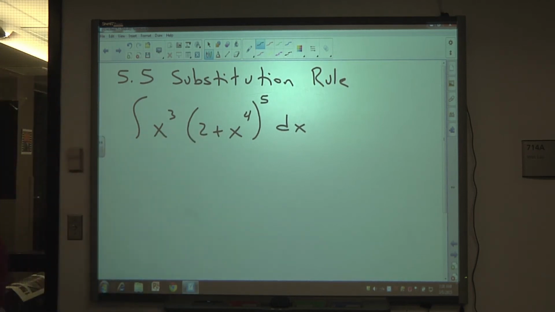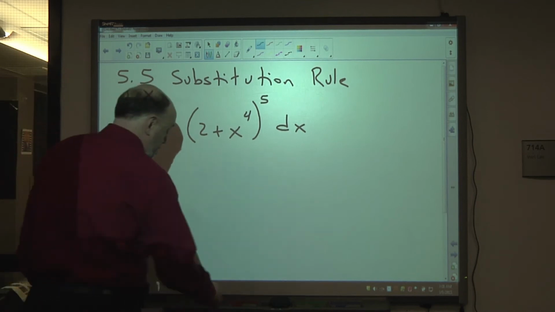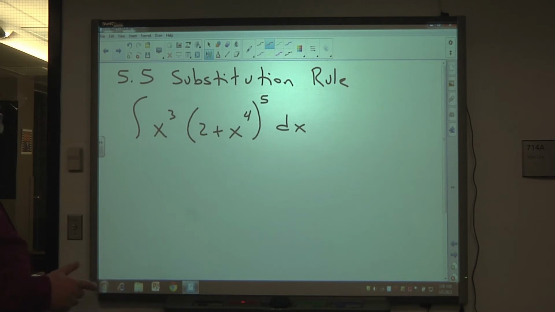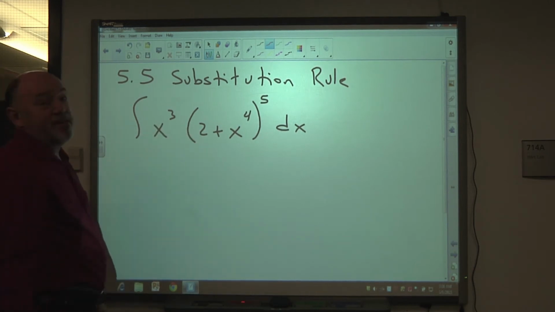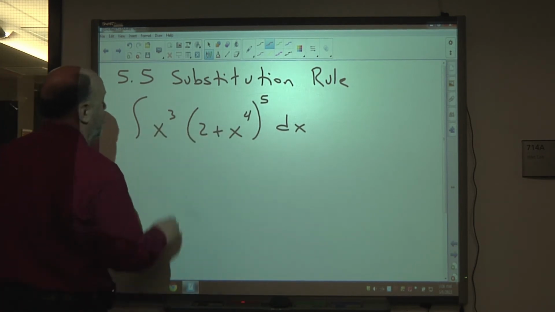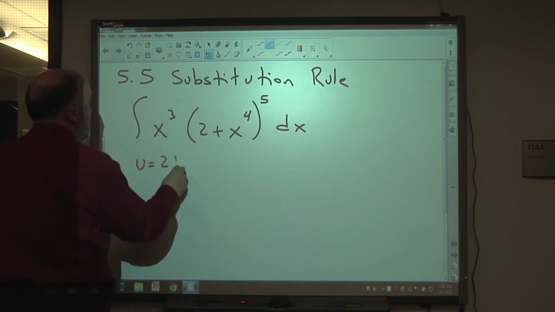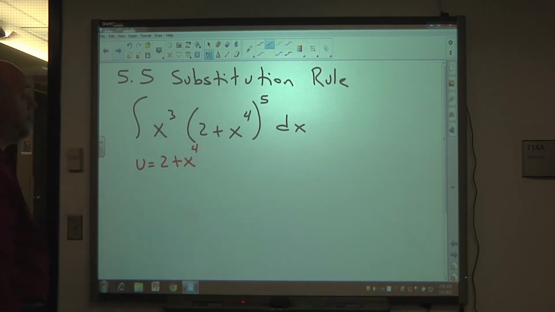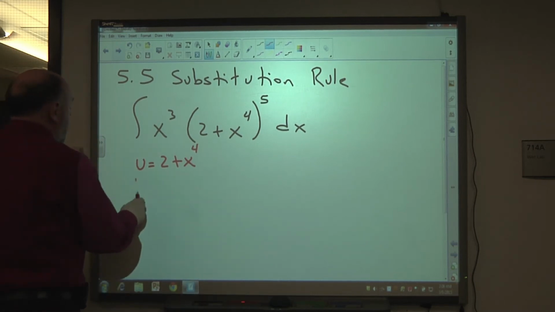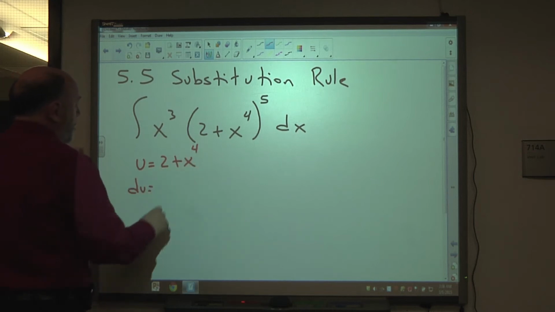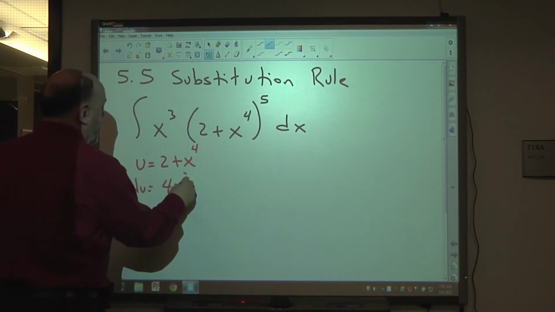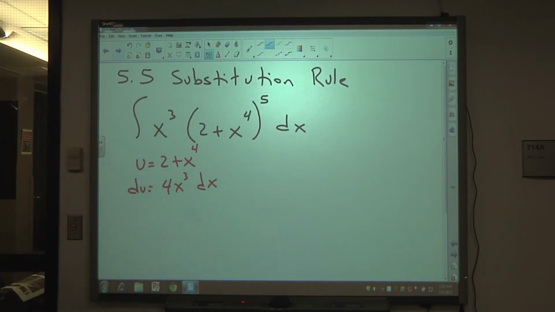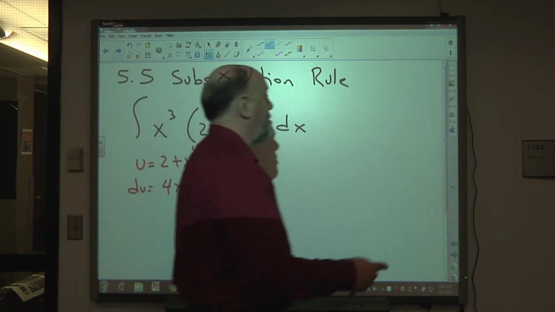So you get to the substitution rule. We're going to make a substitution, which will make this easier to integrate. Generally in ones of this type, u is going to be the stuff that's in the parentheses. So u is going to be 2 plus x to the 4th. Du, the derivative of this, will be 4x cubed dx. So my differential gives me that. Now we get to why this is called substitution. We're going to substitute.